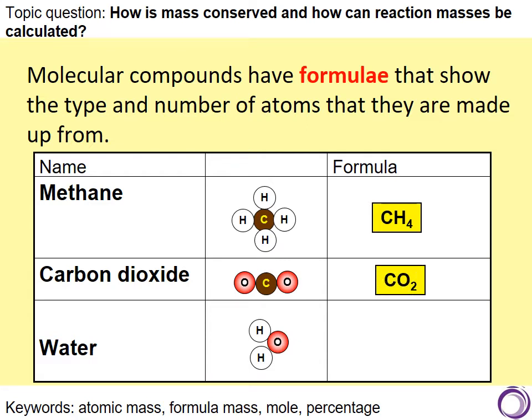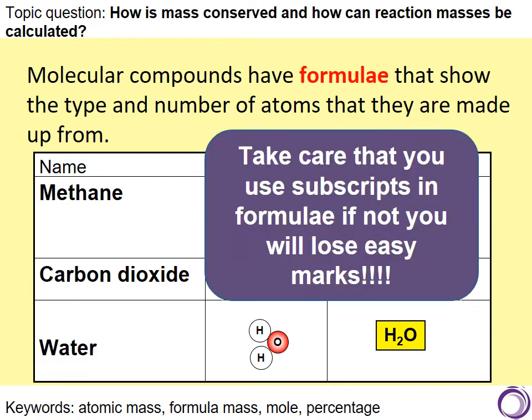We can do that then for carbon dioxide, something you're quite familiar with. That's CO2, 1 carbon and 2 oxygen. And finally for water, H2O. It's really important that we use subscripts for writing these formulae. If we don't, you will lose easy marks.